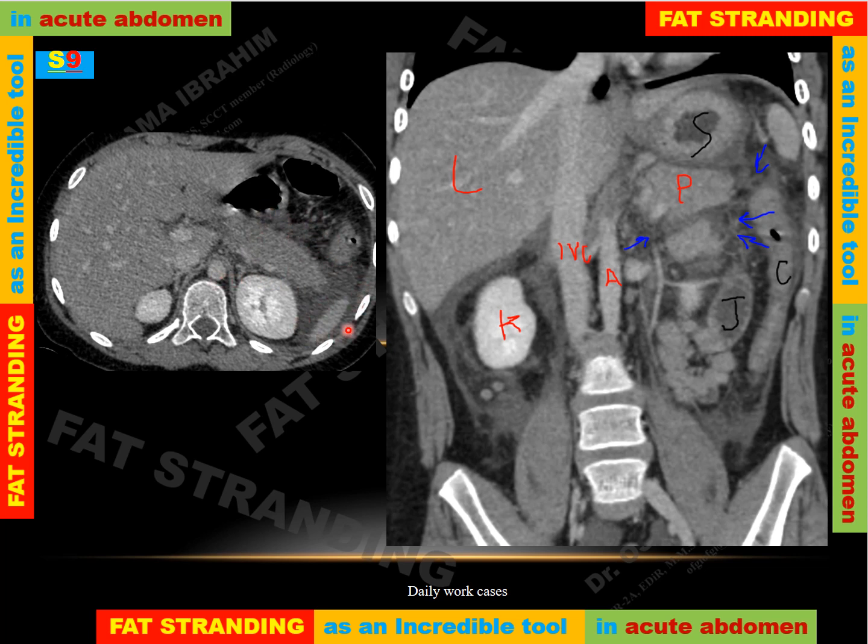There are also some effusions noted by their CT density of fluids and the meniscal sign, and well defined. So fat stranding and effusions in the left side with the pancreas swollen and appearing inflamed. So this was a case of acute pancreatitis.